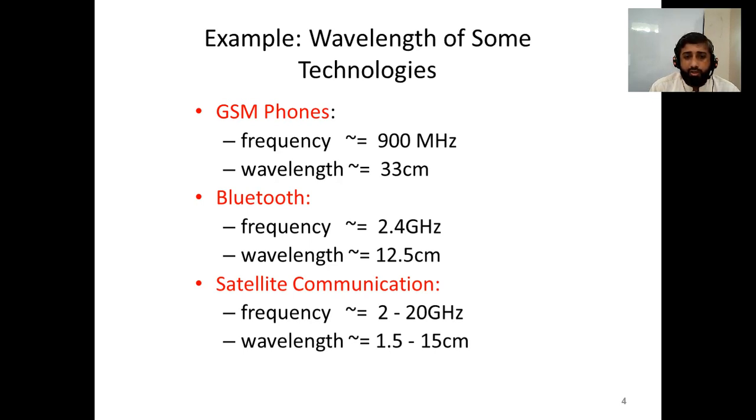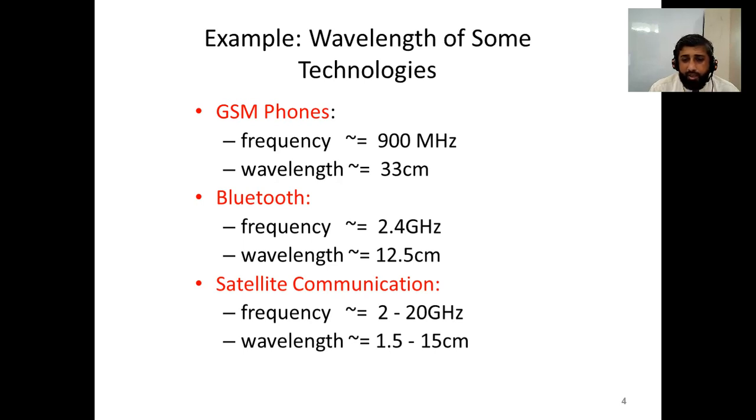If we talk about GSM phones, a typical operating frequency for GSM phones is 900 megahertz, which represents a wavelength of approximately 33 centimeters. If we talk about Bluetooth applications, which are generally designed at a frequency of 2.44 gigahertz, the resulting wavelength is of the order of 12.5 centimeters. You can see that if you go to the higher frequency, you will end up with a shorter wavelength.